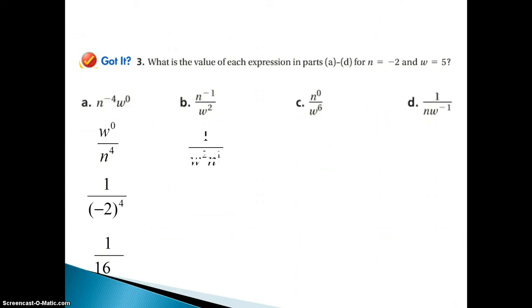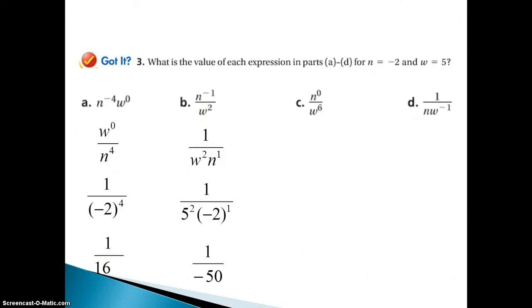On that second example, B, notice the n to the negative first power is negative. I'm going to move it downstairs so it looks like this now. I'm going to have to substitute in a 5 for the w and a negative 2 for the n. And then if I look at the denominator there, I have 5 to the second power, which is 25, and negative 2 to the first power, which is negative 2, and 25 times negative 2 is negative 50.